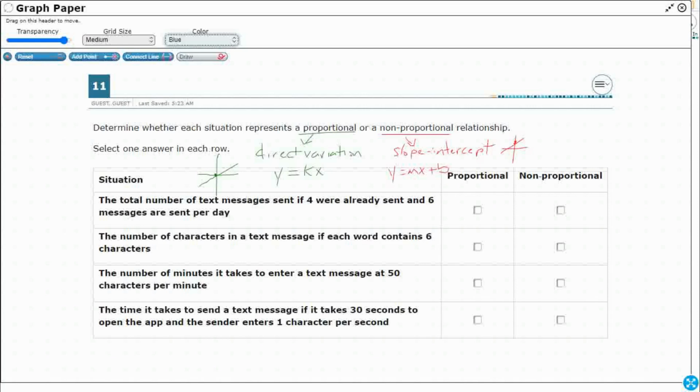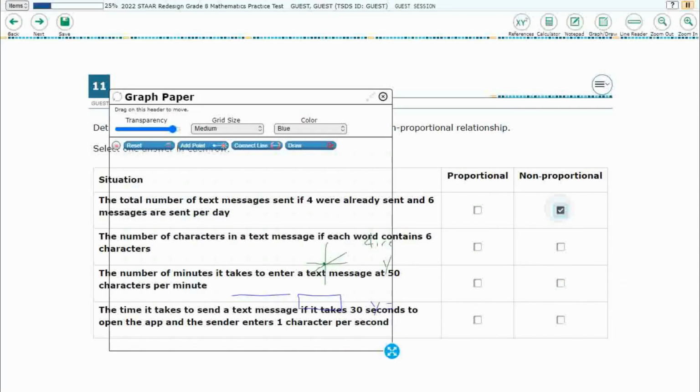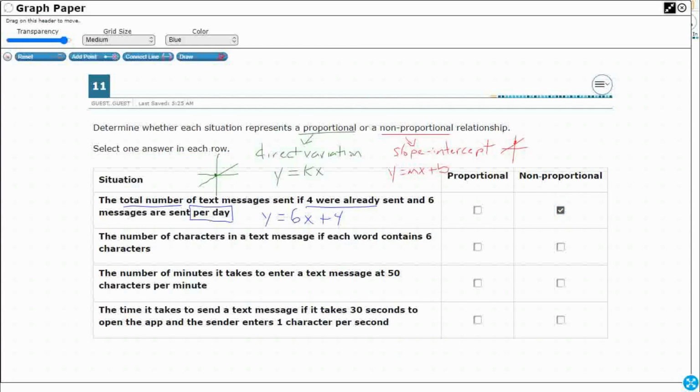All right, so I'm just going to use y equals, right? So y is the total number. And we've got 6 messages sent per day, so there's my rate. That per gives me the rate, so 6 per day. But look at this, if 4 were already sent. So there's my y-intercept. So that's going to be non-proportional because that plus 4 is going to knock it off. So that's non-proportional. So let's see if we can put that right there because it looks like slope-intercept.